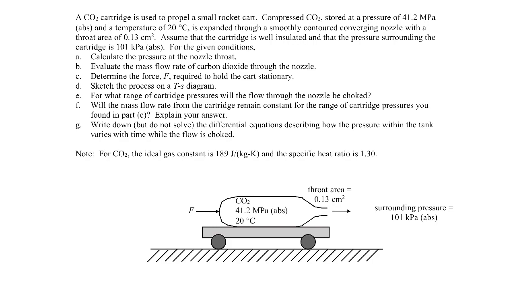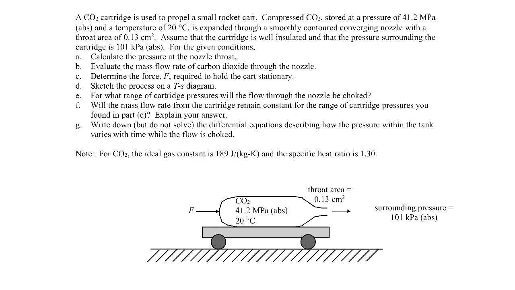So we're told that the compressed carbon dioxide is stored at a pressure of 41.2 megapascals absolute. So that's a stagnation pressure. It's the pressure inside the cartridge, so it's essentially at stagnation conditions. Temperature is 20 degrees C, and it's expanded through a smoothly contoured converging nozzle, sort of shown here, with a throat area of 0.13 square centimeters.